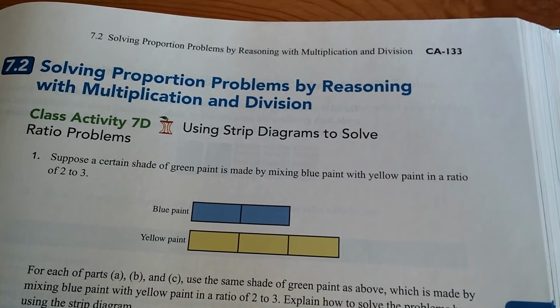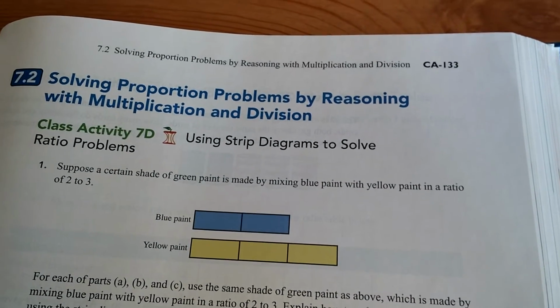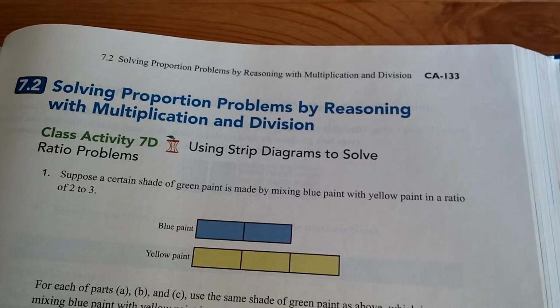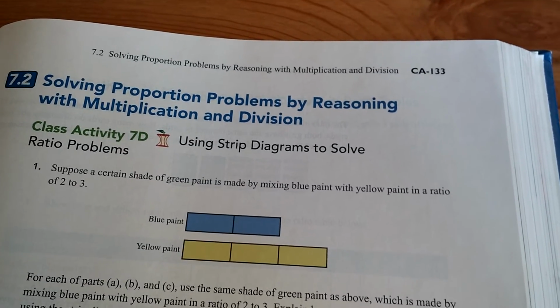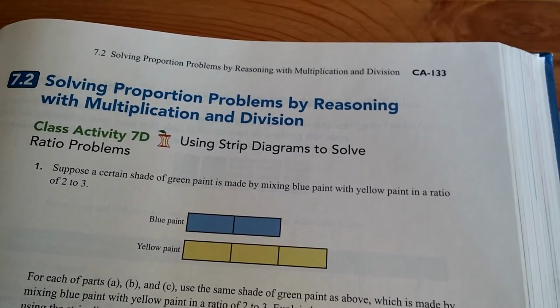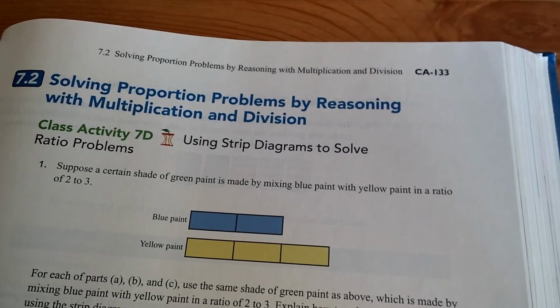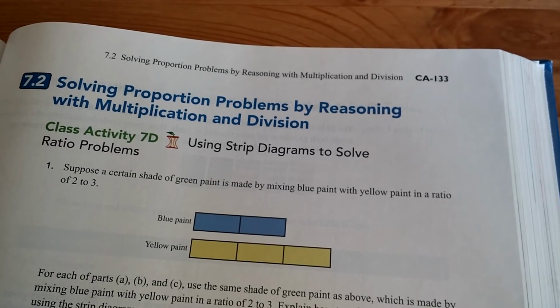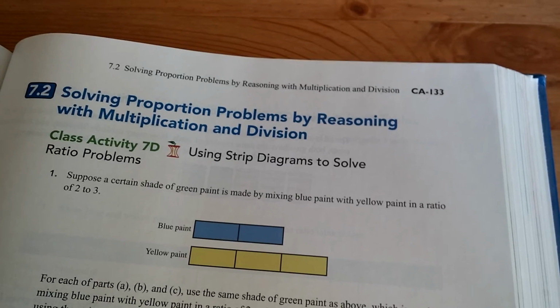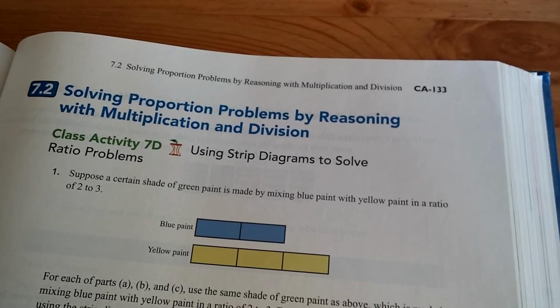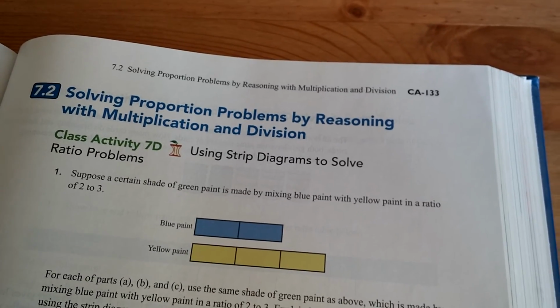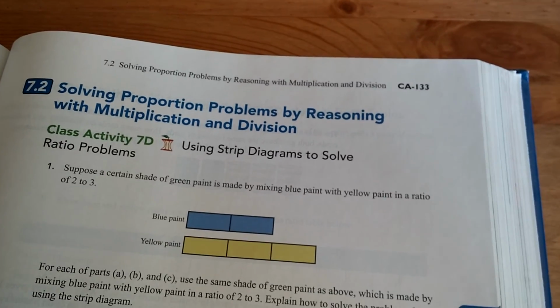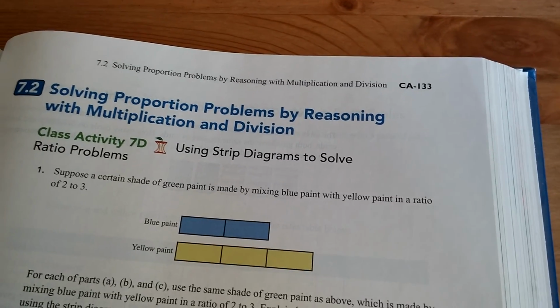This activity represents solving proportion problems by reasoning with multiplication and division. For this problem, we use strip diagrams to solve ratio problems. I learned this by reading section 7.2 on pages 284 through 287 of our textbook, which helps me to justify how I arrived at my solution for this activity. This concludes activity 7D.